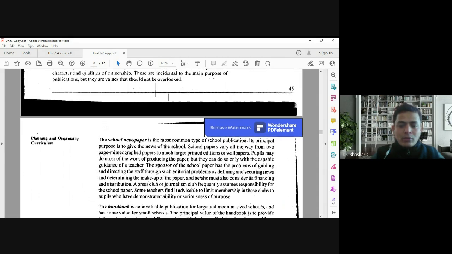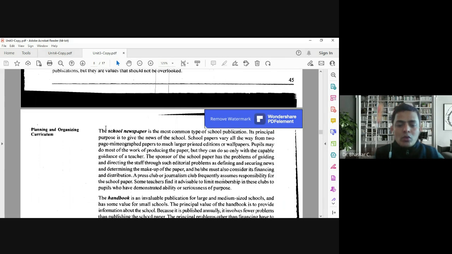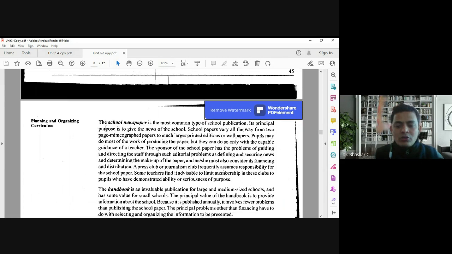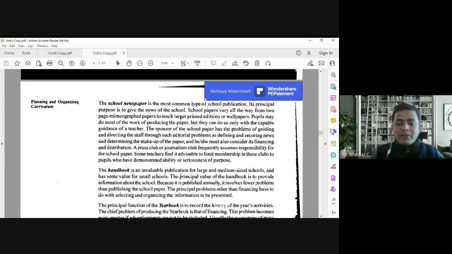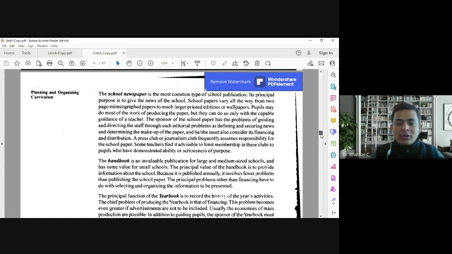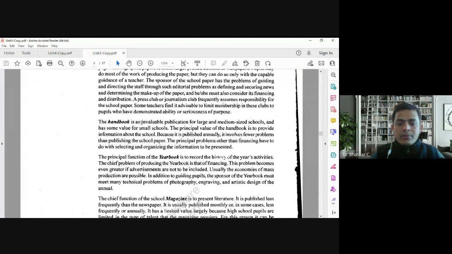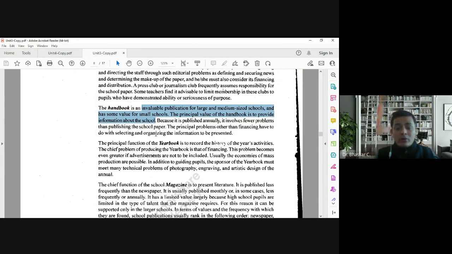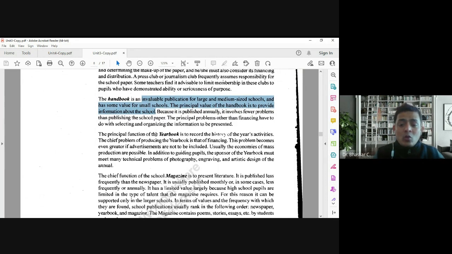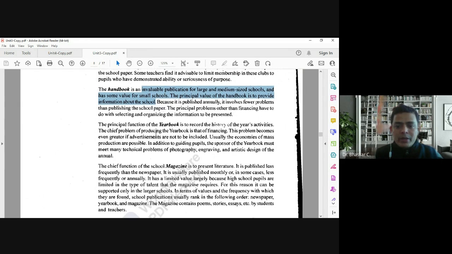What is the school handbook? It will just come on your screen. The school handbook is a publication for large and medium sized schools, right? Why is it said that it is for large and medium sized schools? This is the point which I'm trying to suggest. This handbook actually provides the information about the school. So the handbook is very important, because if there is no handbook, then the learners will not be able to know what facilities or what assistance is being provided by the school.